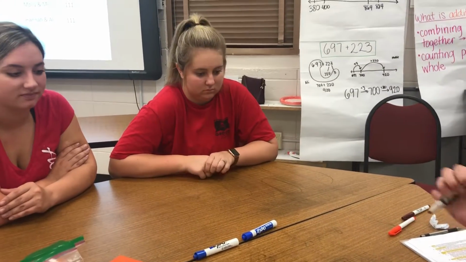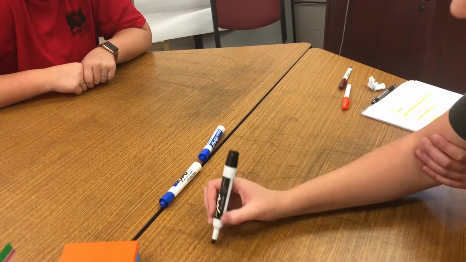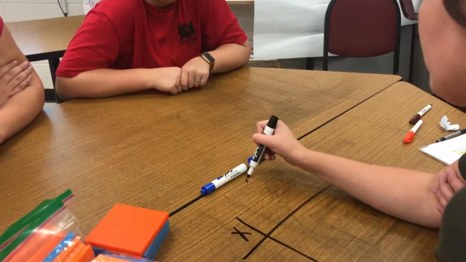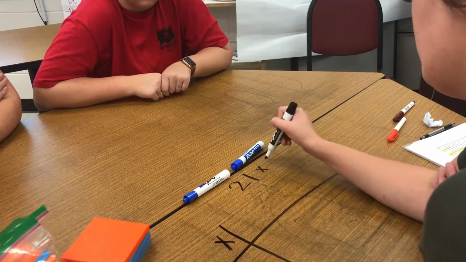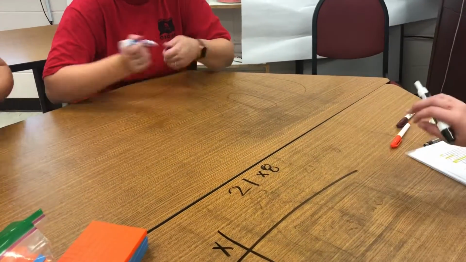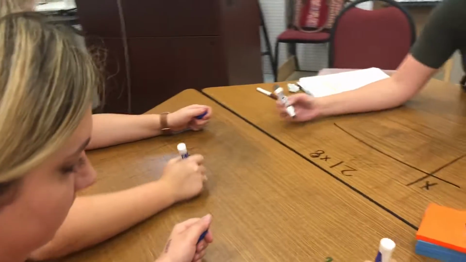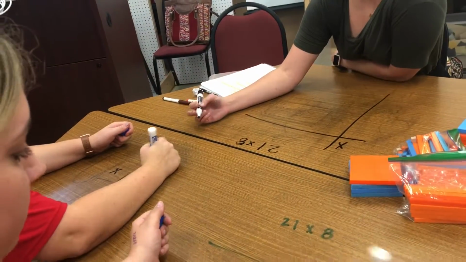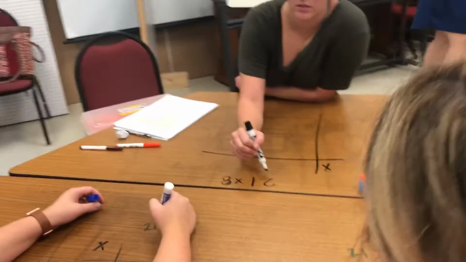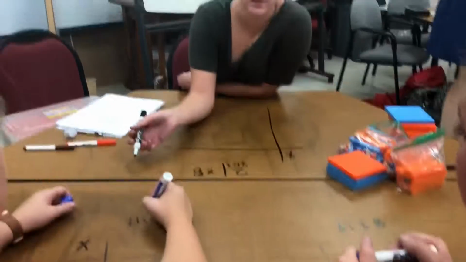So, to do an area model, we are going to go over using manipulatives. So say we have the problem 21 times 8. You can do this with me if you would like. So to decompose 21, what would it be? 2 tens, or 20, plus 1. And 8, how would we do that?